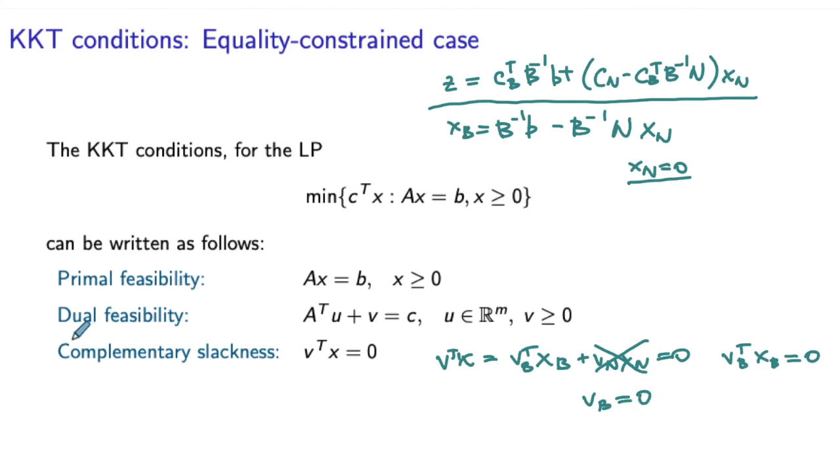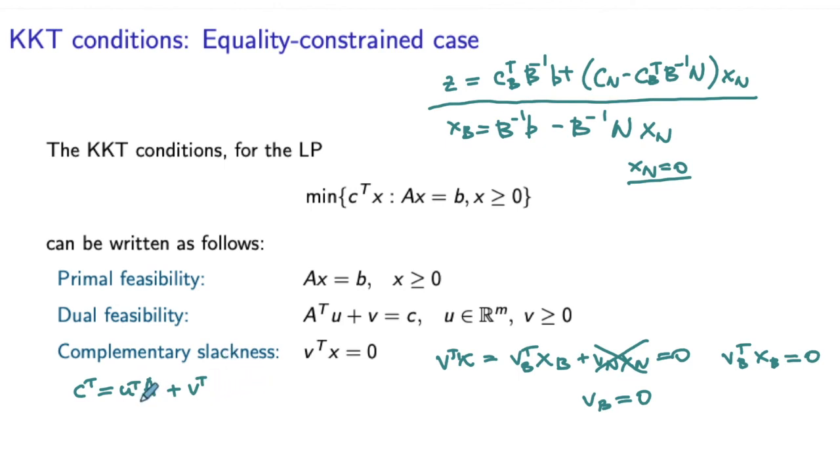Alright, so now how about dual feasibility? For dual feasibility we have A transpose U plus V equal to C. What we're going to do is write down the dual feasibility condition also by splitting the basic and non-basic parts in this system right here. To make it more convenient, we'll look at the transpose of this system. So it will look like this: C transposed is given by U transposed times A plus V transposed.